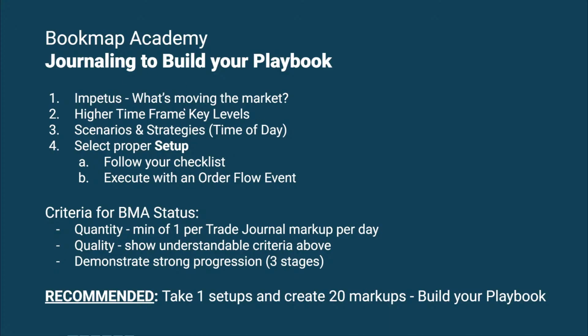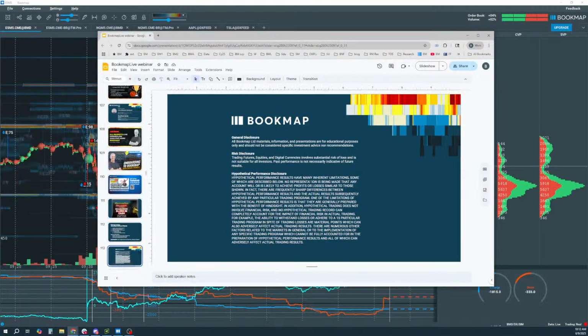So we'll be looking for impetus, what's making the market move, our higher time frame key levels, scenarios and strategies with the time of day, and then we need to select the proper setup, and then we have a checklist for our setup, and then we execute on the order flow event. Okay, this is it, right? And this is what we want to do day in and day out as we become experts with our strategies, and mark them up, have at least 20, and you're on your way.